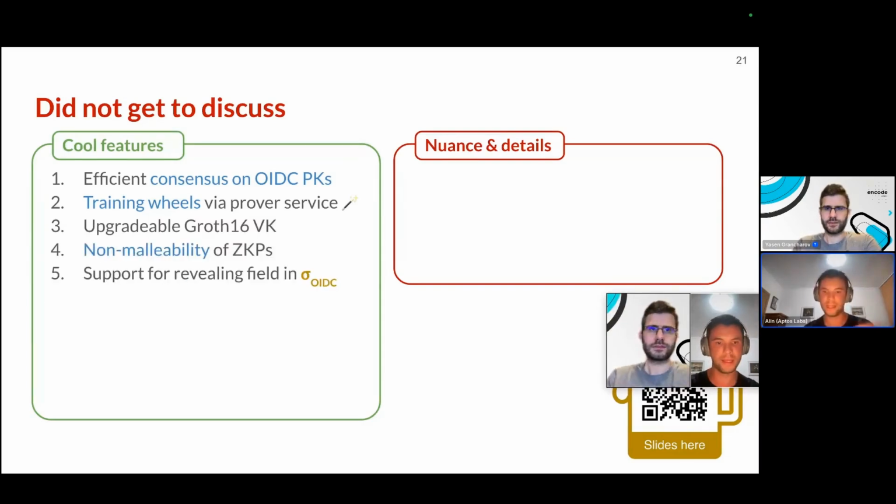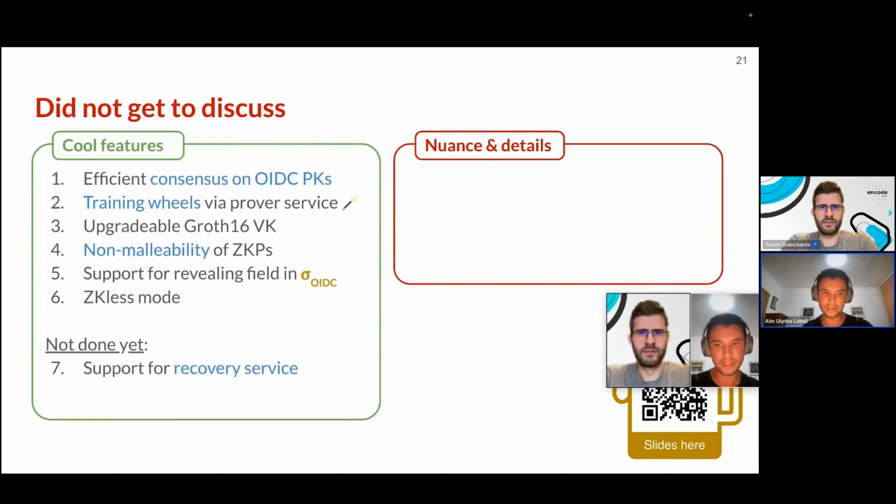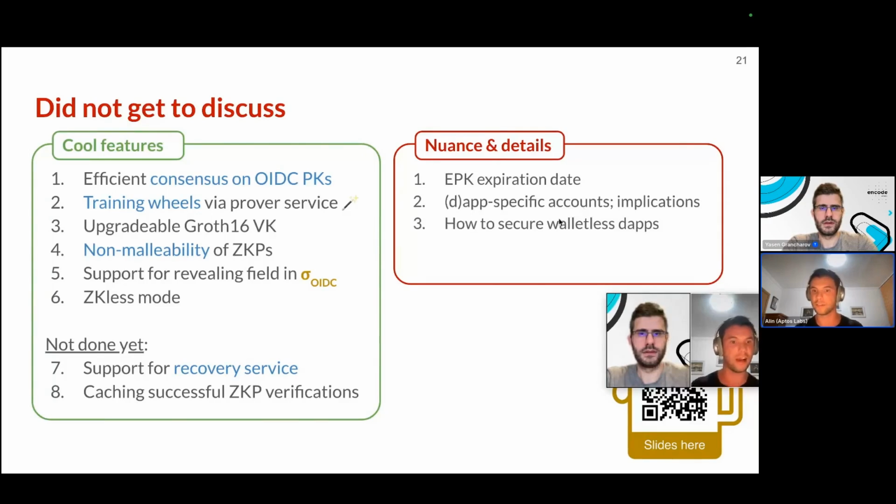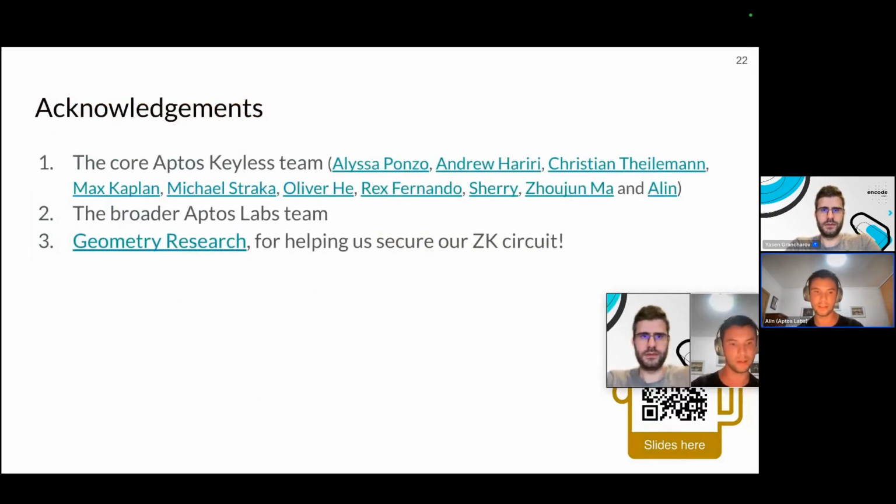I didn't get to talk about proof non-malleability and its importance here. We also have support for revealing additional data in the signed message from Google so that we can do things like KYC. And we also support zkless mode. In case of emergency, we can disable all of the ZK machinery and have a zkless mode. And there are other things that have not yet been implemented fully, like the recovery service that I mentioned earlier, and caching for successful ZKP verifications to reduce validation time, and many nuances and details. Some of them you already picked up on: the BK expiration date, these application-specific accounts and their implications, how to best secure walletless DApps, the JSON web tokens, which are at the core of these Google signatures. It's the message format that Google signs, and so on and so forth.